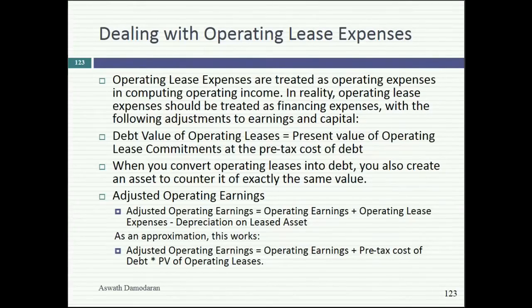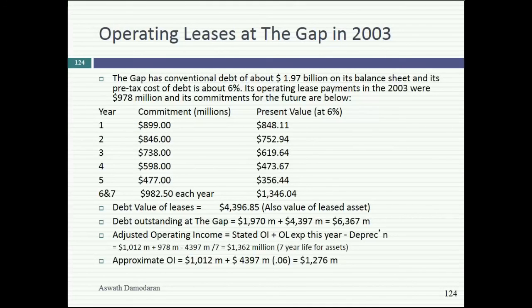In fact, there's a shortcut that you can use, which I sometimes use when I'm in a hurry. I take the stated operating income, and to adjust it, I take the pre-tax cost of debt and the present value of leases, which is my debt value, and say my interest expense last year would have been that, and add that on to get an adjusted operating income. So in the abstract, this is kind of tough to deal with, so I'm going to take an example.